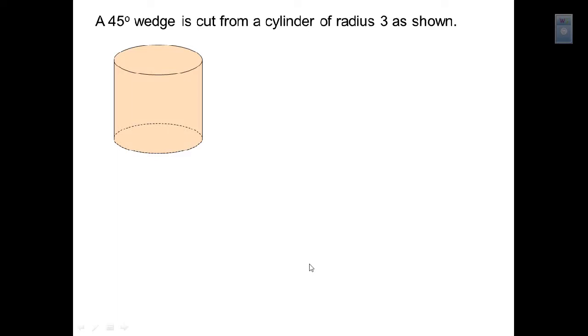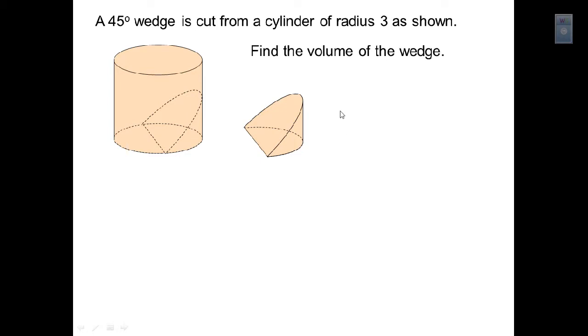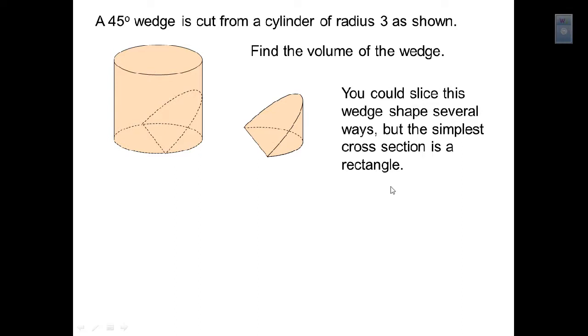So let's do an example. A 45-degree wedge is cut from a cylinder of radius 3 as shown. So we're cutting that slice right there out. This is what we're finding the volume of. Find the volume of the wedge. Now, you could slice this wedge several different ways, but the simplest cross section is a rectangle. And it's a rectangle sliced right across there.